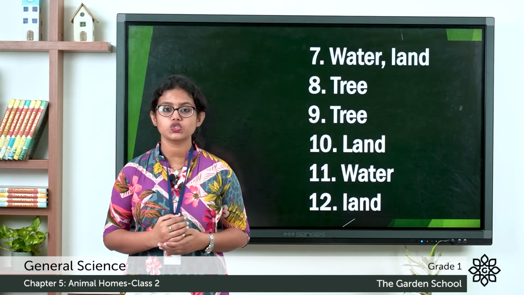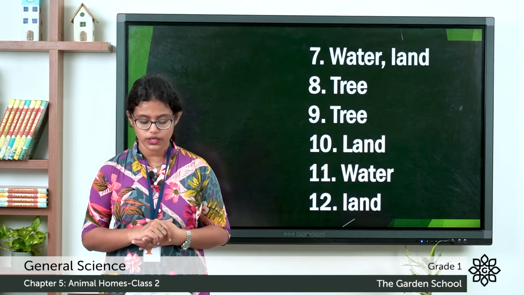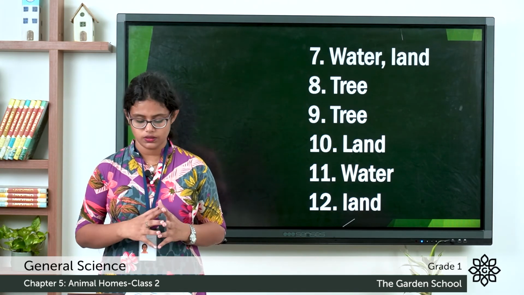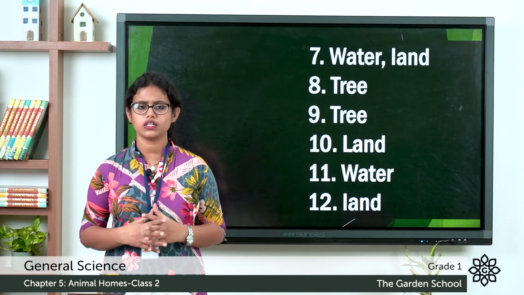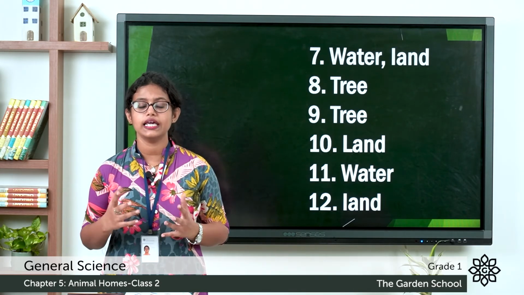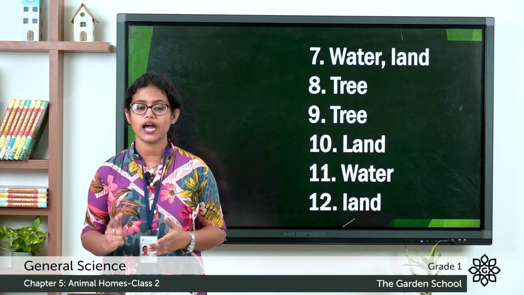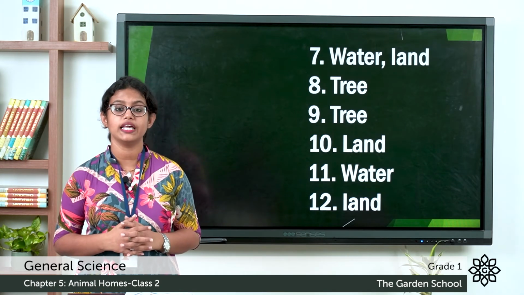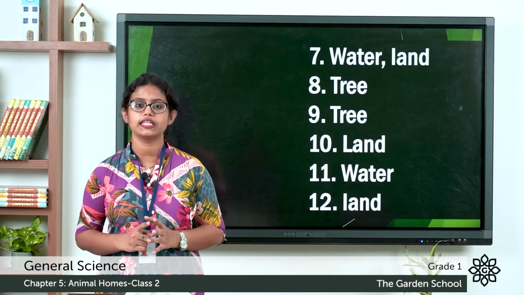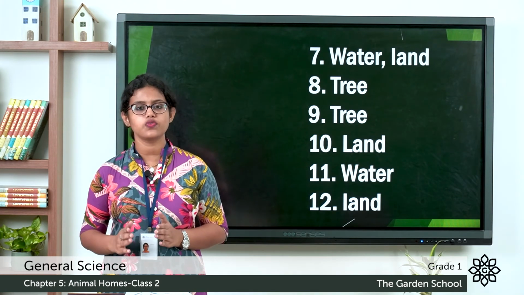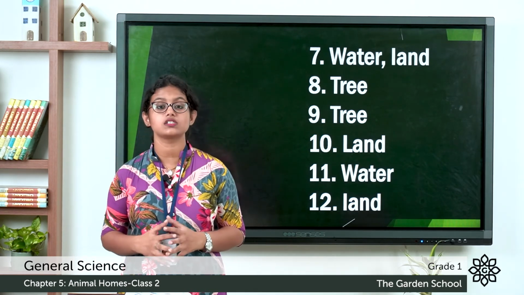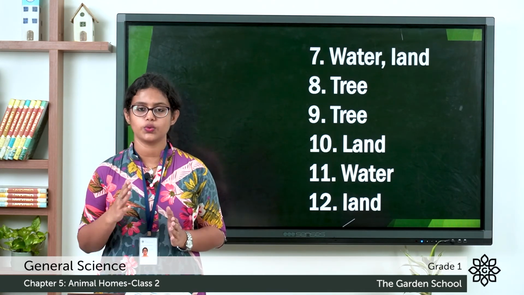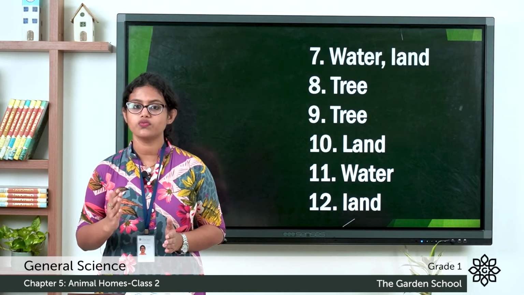The next one, it's a picture of a squirrel. And where do these squirrels live? They live on trees. So we'll write their letter T. Then what about monkey? Where do these monkeys live? They live on trees. So we can write their letter T. Then snake. Where do these snakes live? They live on land. So we can write there which letter? Letter L. L for land. Then that is turtle. Where do these turtles live? They live in water. So we can write in that box W for water.